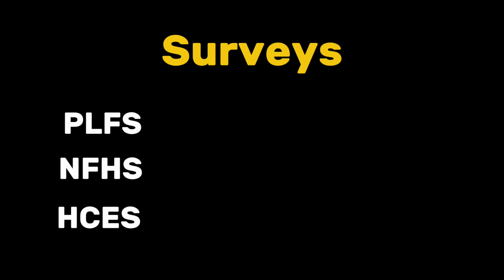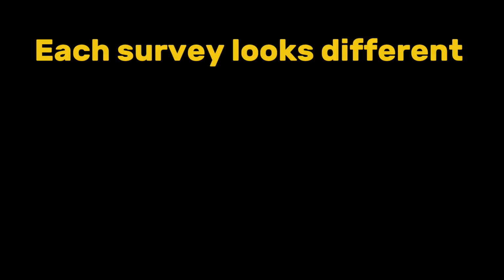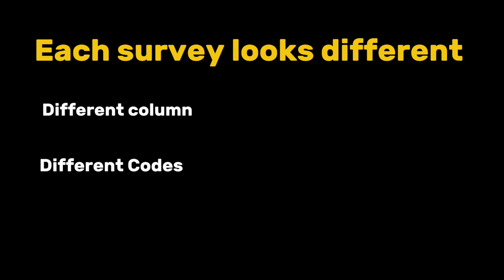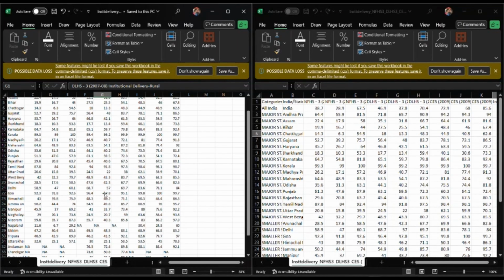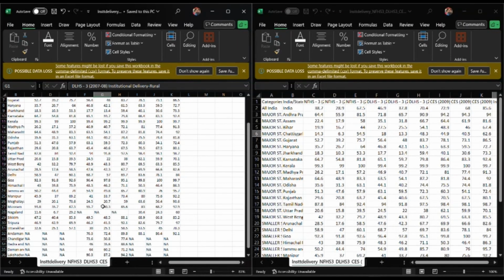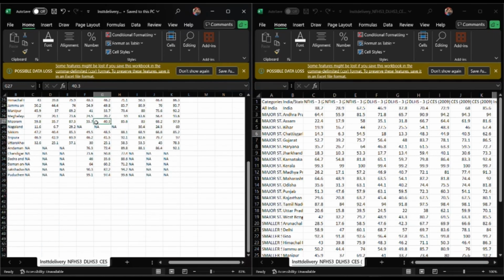Surveys like Periodic Labour Force Survey, National Family Health Survey, Household Consumer Expenditure Survey are shared as Excel, CSV or Stata files. But each survey looks different. Different column names, different codes and no standard format. Researchers must clean everything manually before using it. This causes wasted time, repeated effort, less reproducibility and more risk of mistakes or privacy leakage.